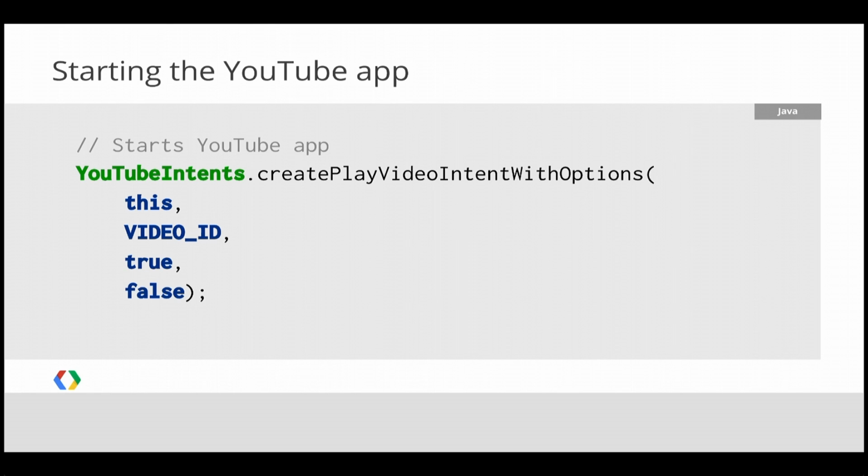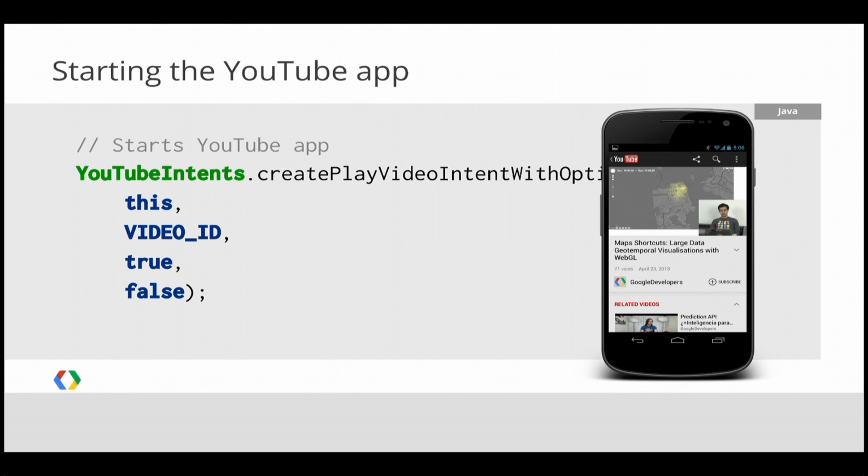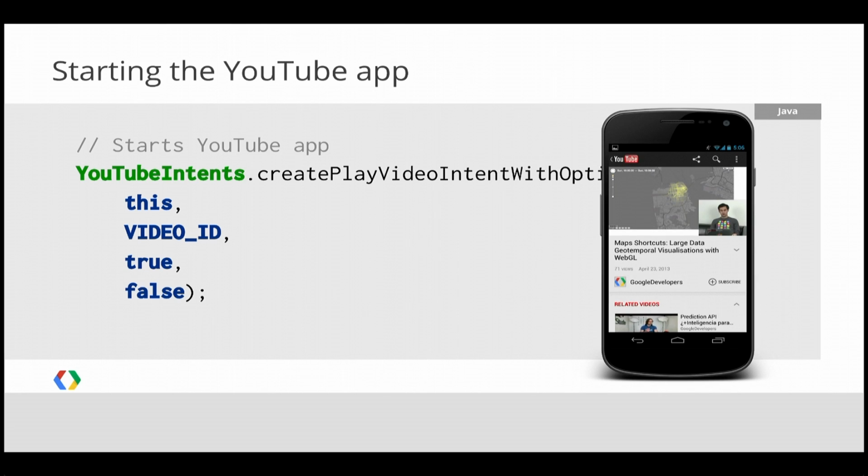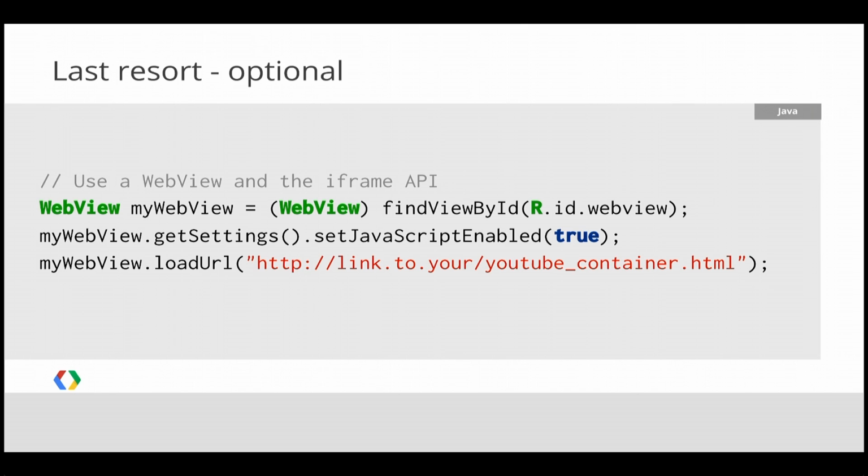Starting the YouTube application is very easy using the Player API. Using this line of code, you can create a play video intent, and just using start activity, you could start the intent that kicks you out to YouTube. And why would you do this instead of just creating an intent the normal way? Well, we'll talk about that in a second. And as a last resort, you can create an iframe. Now, for some of you taking pictures of the slides, these will be online later, so you can just copy that down that way.